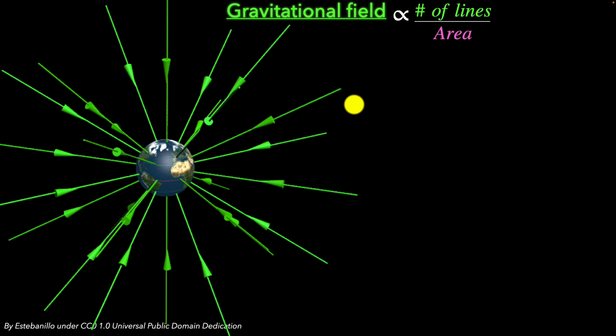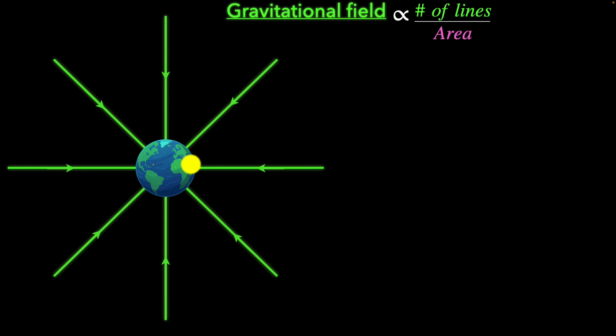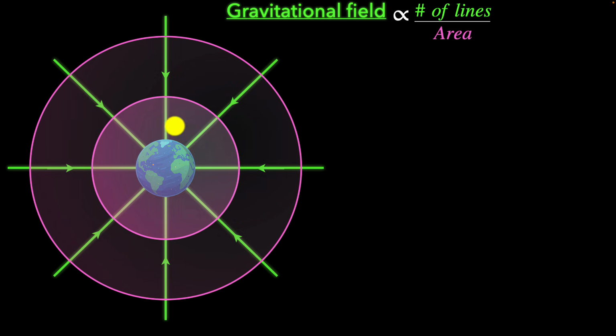Okay, so with that, let's see how the gravitational field varies as we go farther away from this mass. Let's stick to the 2D representation. It's just easier to visualize. But remember, it's in 3 dimensions, okay? So what we're going to do is draw a couple of spheres. These are not circles, these are spheres. And think about the gravitational field strength on the surface of these 2 spheres, okay?